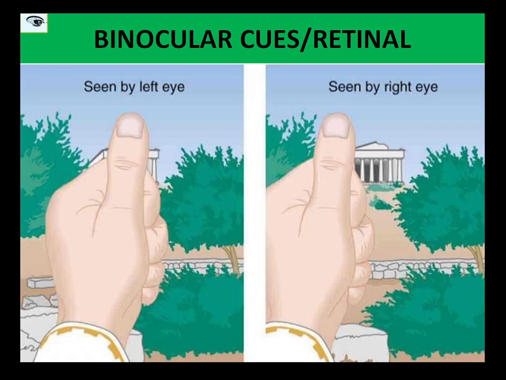Hello everyone. So today our topic of discussion is the binocular cues, also called the physiological cues. These cues to depth perception in three-dimensional space are provided by both the eyes.